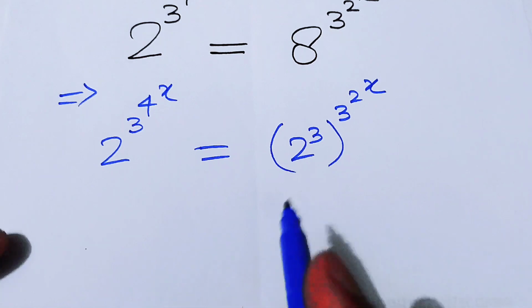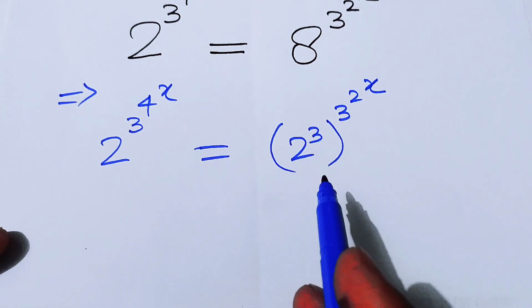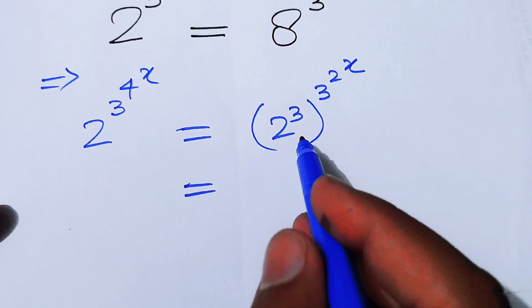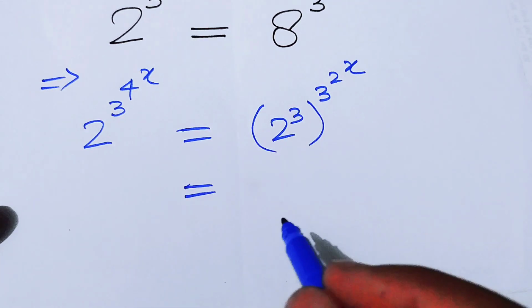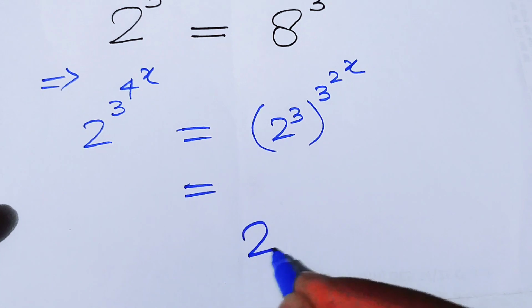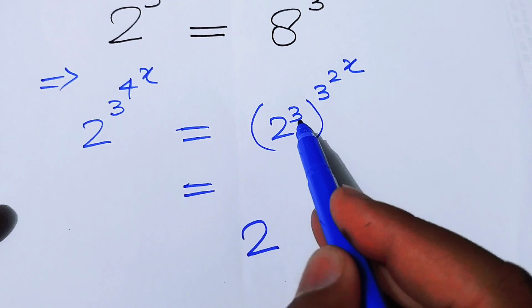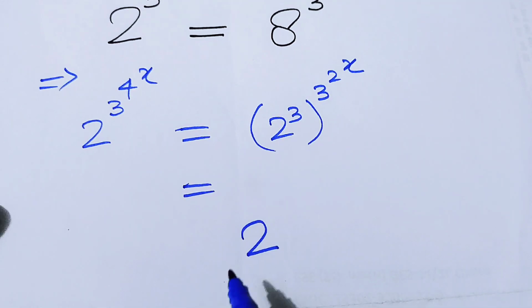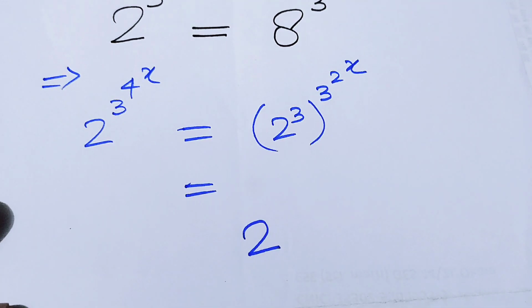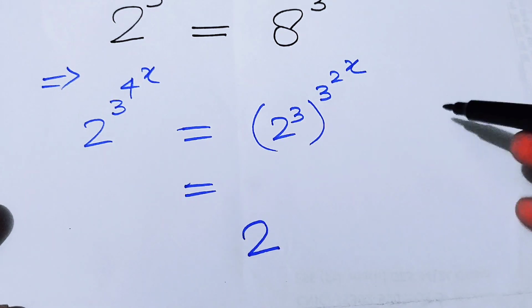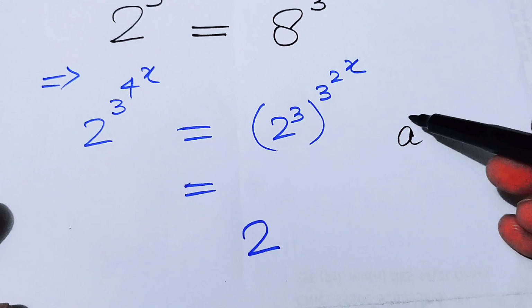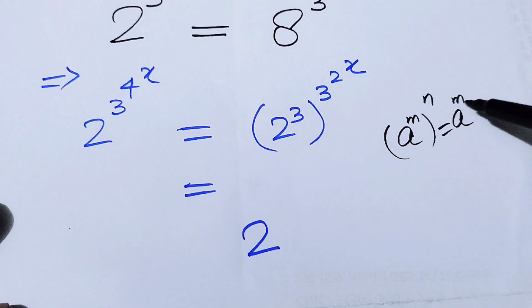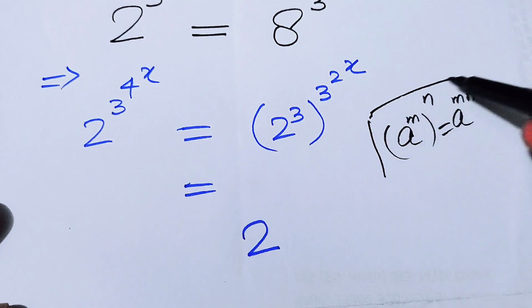After this step we can use the nice exponential law on the right hand side. Here you have exponent to the exponent, so these two exponents are multiplied by each other according to this exponent law. If we have a to the power of m to the power of n, it is equal to a to the power of m times n.